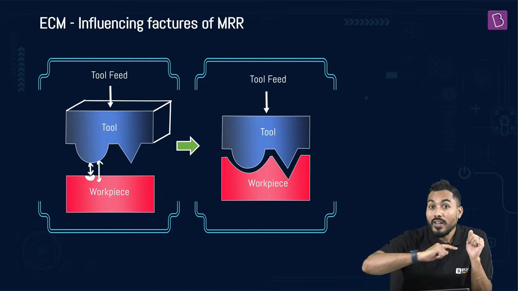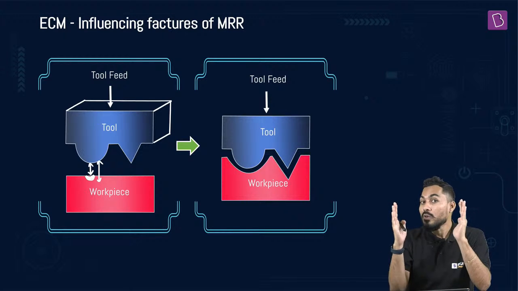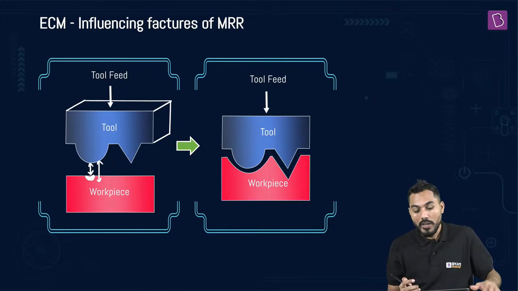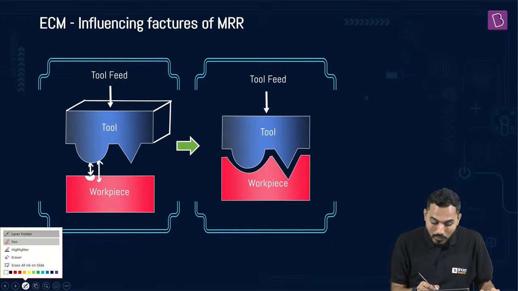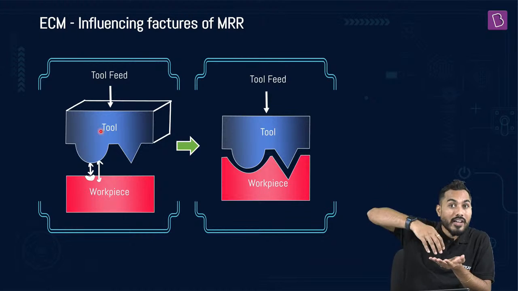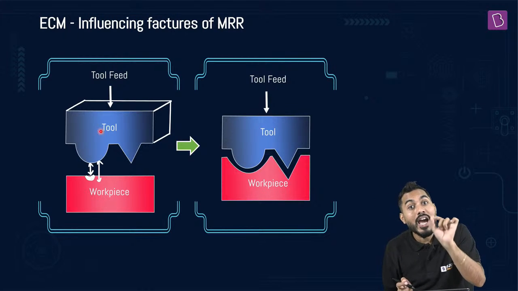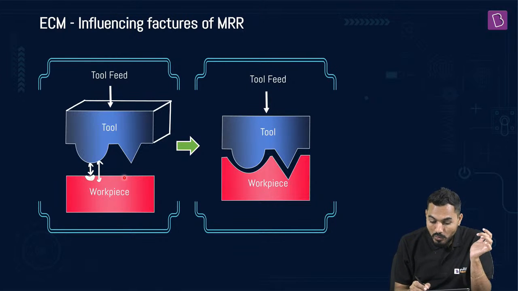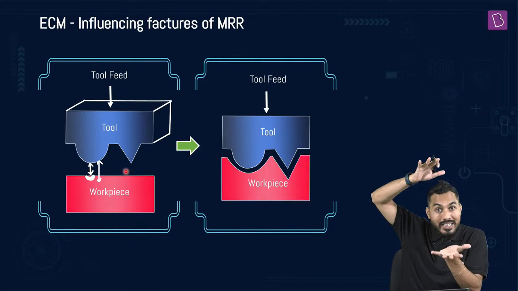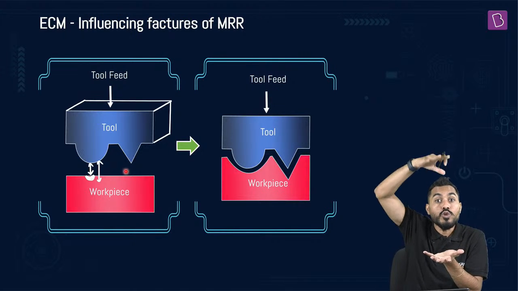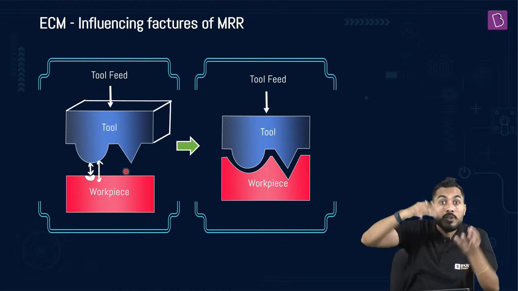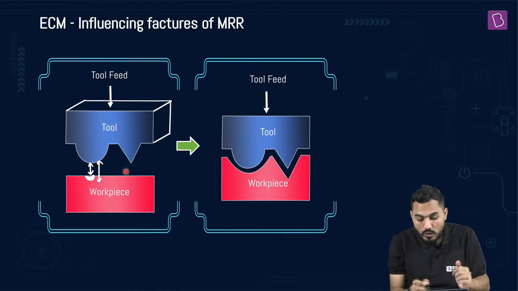But to maintain a constant material removal rate, can I say the gap between the tool and the workpiece should be maintained the same? Therefore, during the machining operation, the tool should be fed in a downward direction to maintain the same gap, so that the material removal rate will also remain the same. As soon as material removal takes place from the workpiece, the gap starts increasing between the tool and the workpiece. Therefore, the tool should be fed in a downward direction, that means the tool should come closer and closer to the workpiece material.